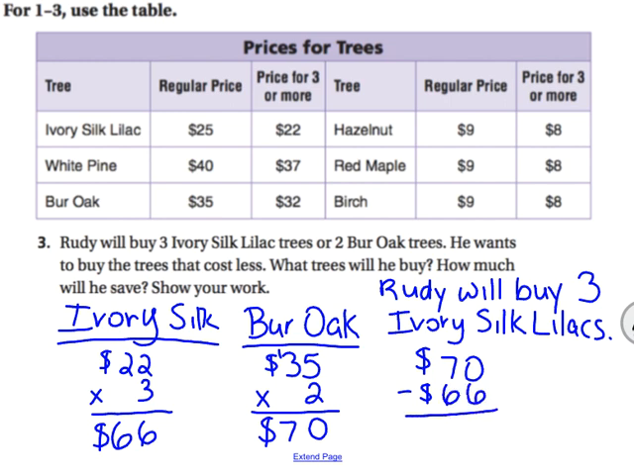If we have 0, we can't take 6 away. So I go to the 7, make it a 6. My 0 now becomes a 10. So Rudy will save $4 by buying the ivory silk lilac compared to the bur oak trees. Okay, so Rudy will save $4.